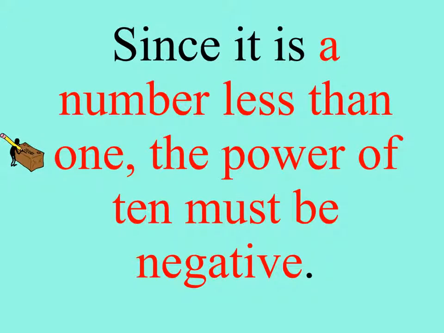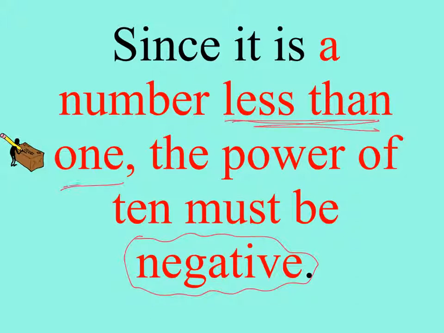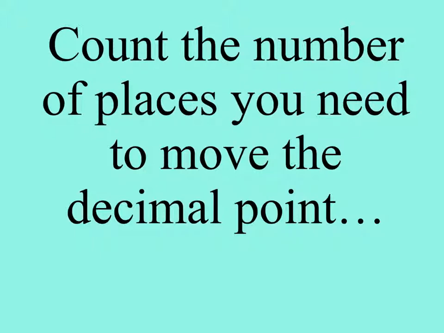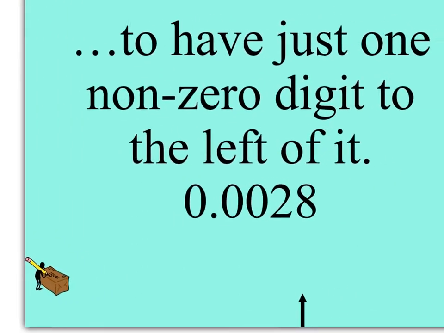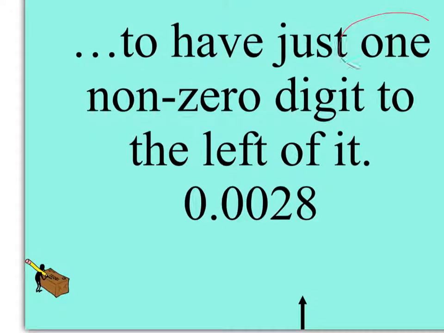The first thing we notice is that this number is less than 1 because it's 0.00. And if it's less than 1, then the power of 10 must be negative. This will always be true. If the number is less than 1, then you must have a negative power of 10. So what we will do here is count the number of decimal places that we need to move the decimal point so that we end up having just one non-zero digit to the left of our decimal. In this case, that non-zero digit will be the 2.